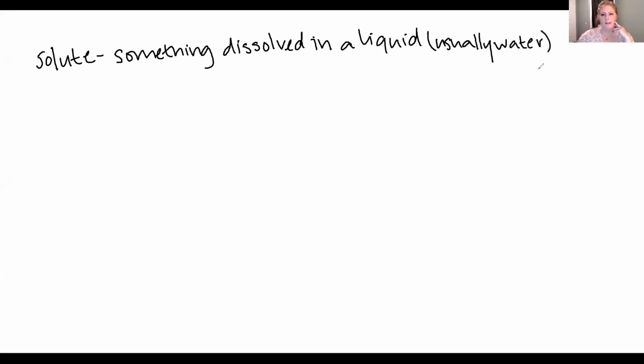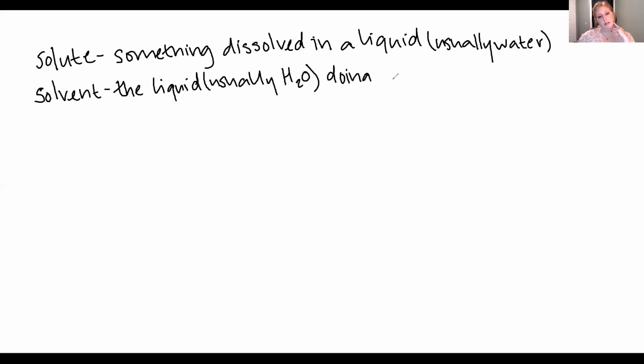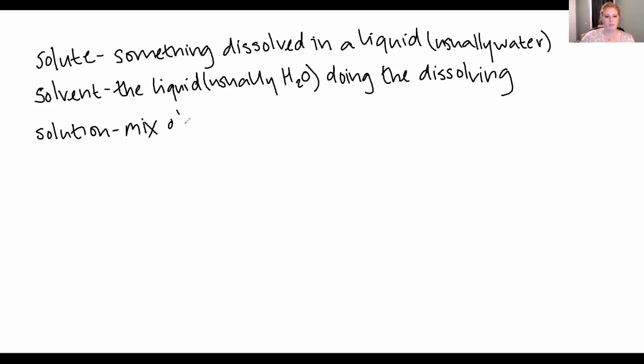Okay? And then we have the word solvent. Solvent is something doing the dissolving. And so I want to switch that to not something. I'm going to switch it to the liquid. And again, that liquid is usually water. Let's abbreviate it this time. Usually water doing the dissolving. Okay. Then a solution is this ratio, or the ratio of solute to solvent. I'm just going to simplify it here, a mix of solute and solvent.